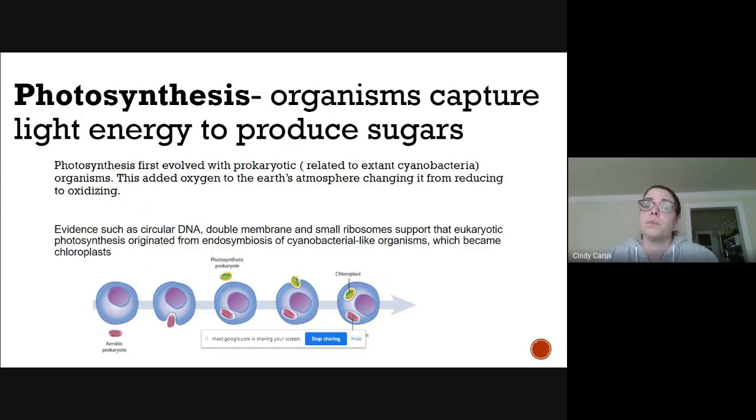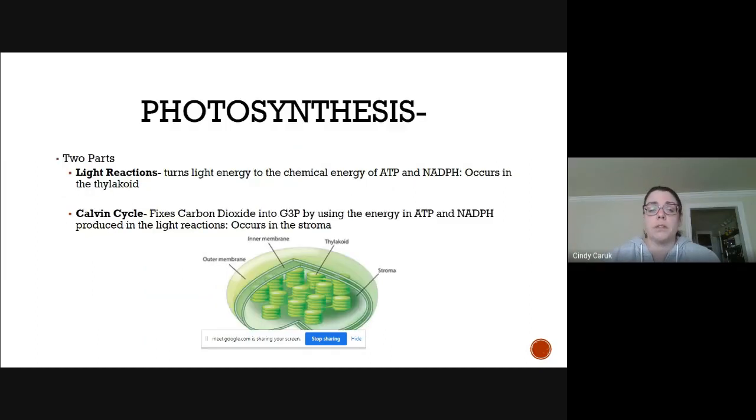It first evolved with prokaryotes, which are related to the living extant cyanobacteria, and it's adding oxygen to the Earth's atmosphere. So it's changed it from a reducing to an oxidizing atmosphere. And the evidence from this, from the endosymbiosis, remember: circular DNA, a double membrane, small ribosomes like eukaryotes. They reproduce on their own by binary fission. They can produce some of their own proteins. So it's important that you remember that endosymbiotic hypothesis.